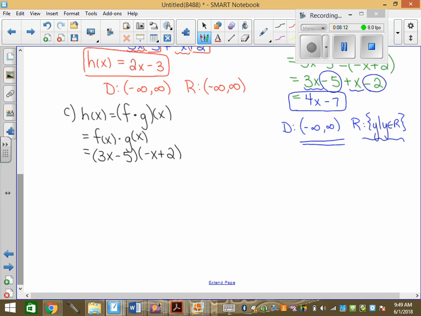No. I have to FOIL. So I get 3x times negative x, which is negative 3x squared. 3x times 2, positive 6x. Negative 5 times negative x, positive 5x. Negative 5 times positive 2 is negative 10. Combine like terms, get negative 3x squared plus 11x minus 10.